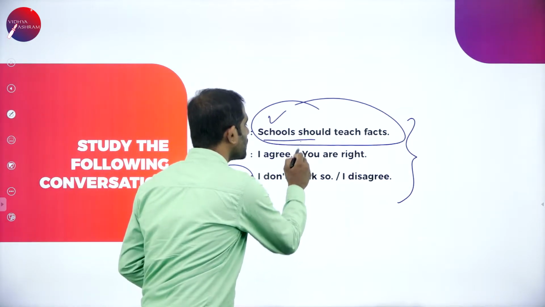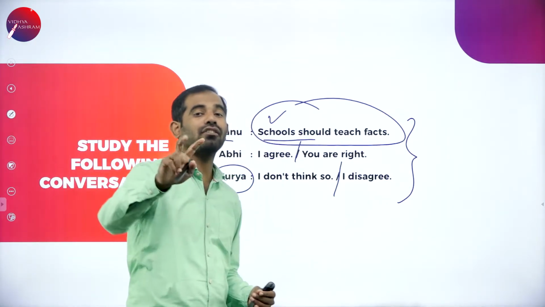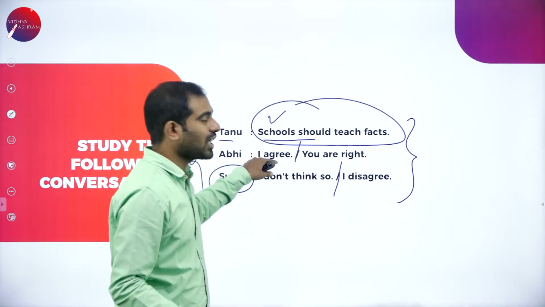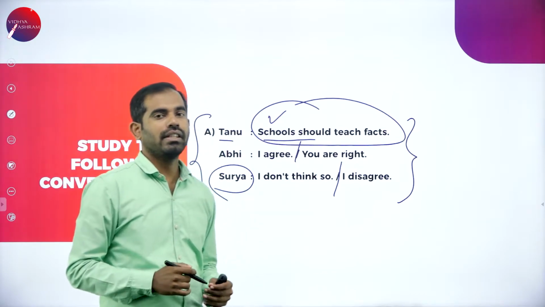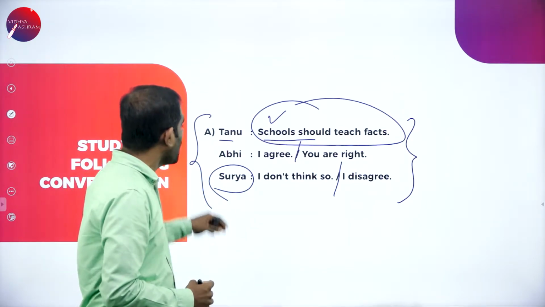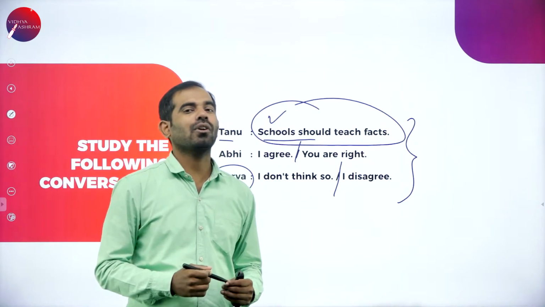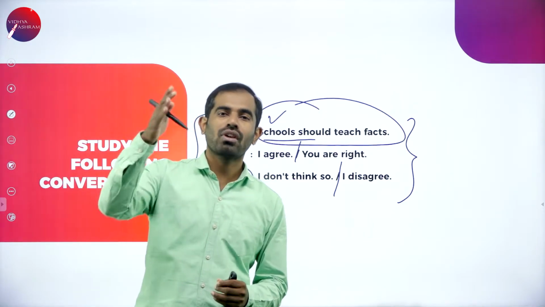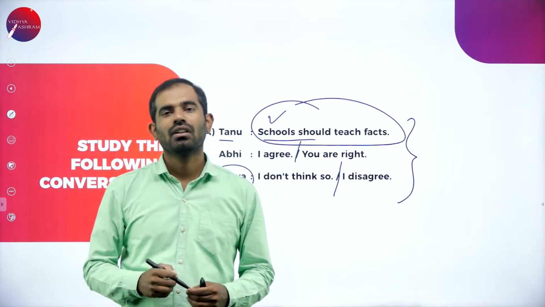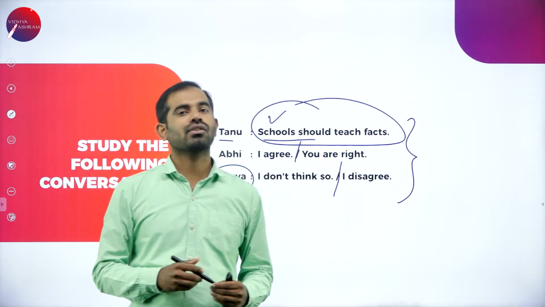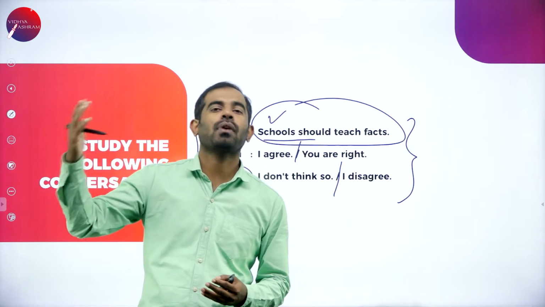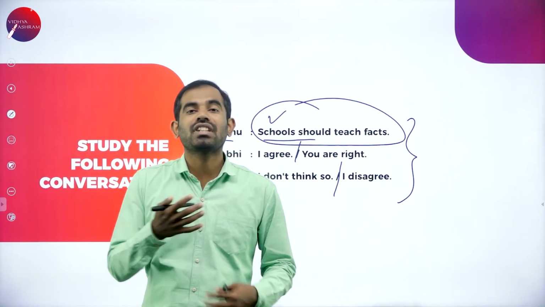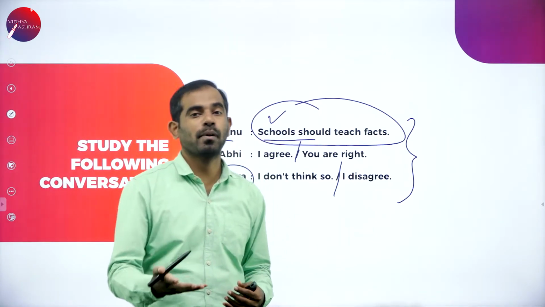Try to observe the two ways of agreeing and two ways of disagreeing. Abhi says, I agree. Or he could tell, you are right. Yes, of course, it should. Surya says, I don't think so. That is not possible. Only rely on facts? Now, relying on facts would not serve us good marks. It would not serve us imaginative power. It will not help us develop the thinking capability.